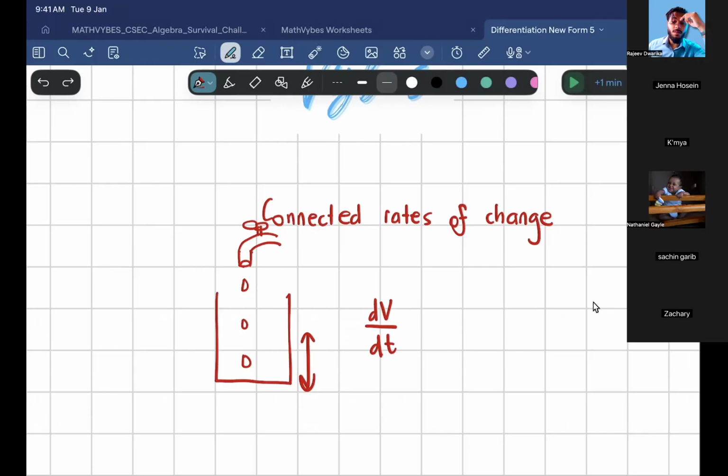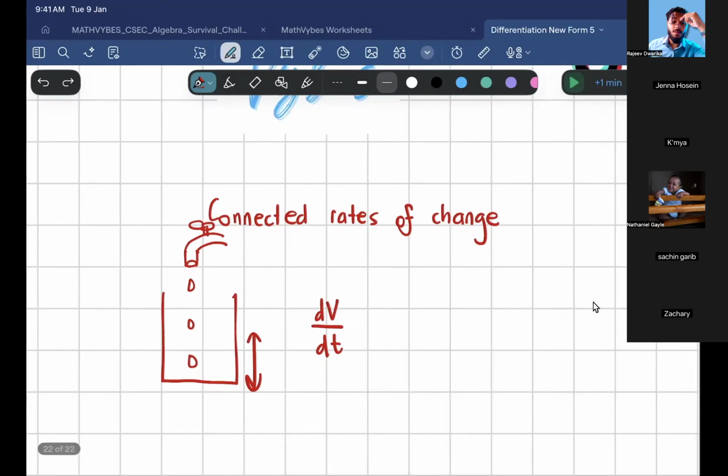Steady height. Yes, the height. As the water increases, the height is going to increase. Everything is going to change with respect to what? Time. So dH/dt. And there's something that you might not see.